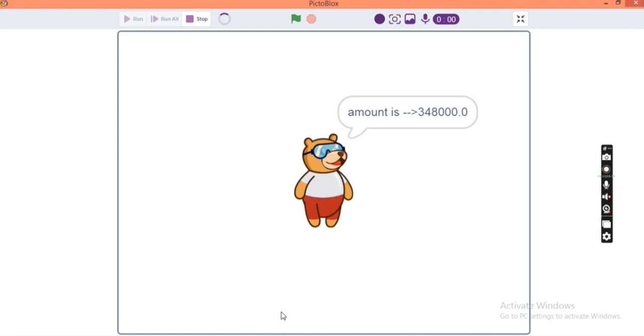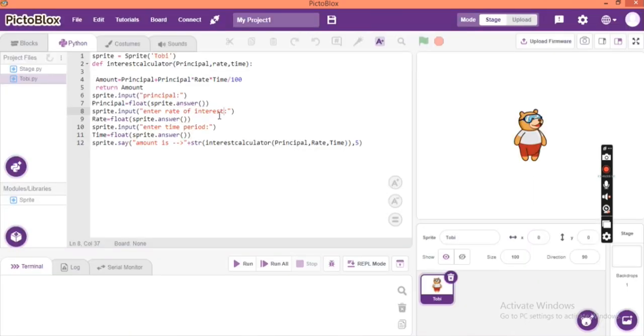So the amount is 3,48,000. First it is the principal amount, then the rate of interest, and then the time period, and it is calculated and given as the amount. This value will be stored in amount. We have written amount, and it is displayed for 5 seconds. If you mention 10, then it will be displayed for 10 seconds.